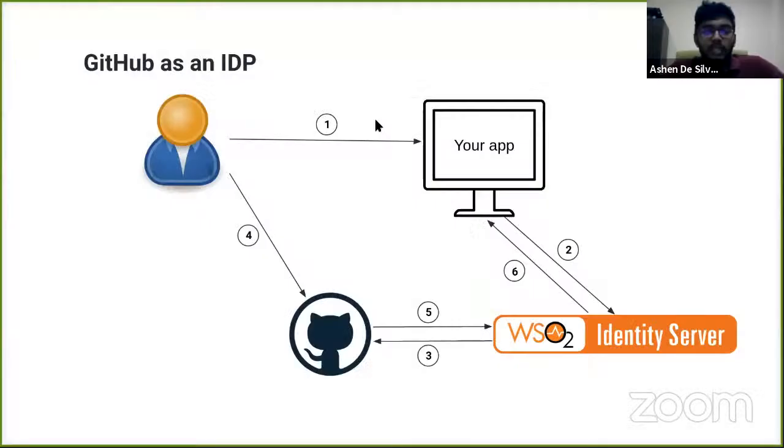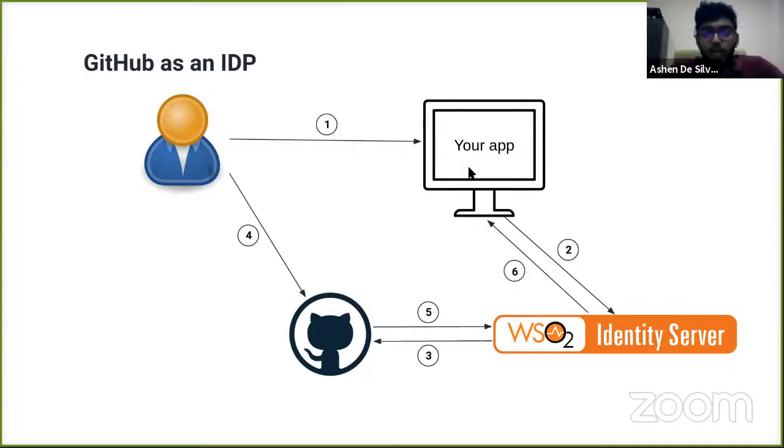So let's get started with GitHub. When I said that we'll be integrating GitHub with Identity Server, I meant that we'll be adding GitHub as an IDP. So this is what happens when we use GitHub as an IDP. First off, you would have registered your application in your Identity Server, and for that particular application, you would have added GitHub as an IDP.